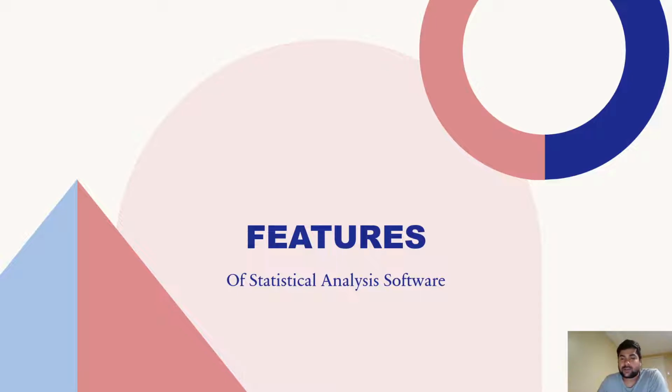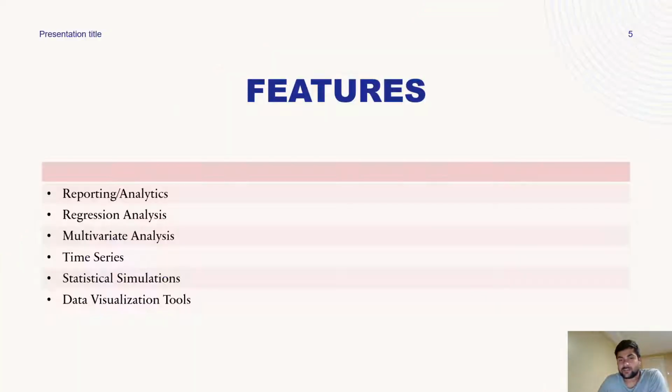Next, what are the features of statistical analysis software? Basically, it helps in reporting and analytics of the data. It helps in the reporting of the insights gained from analysis of data. There are different types of analysis we can do with the help of statistical analysis software. The first one is regression analysis, which can be linear, polynomial, or logistic. It is just to see the relation between two variables or more variables.